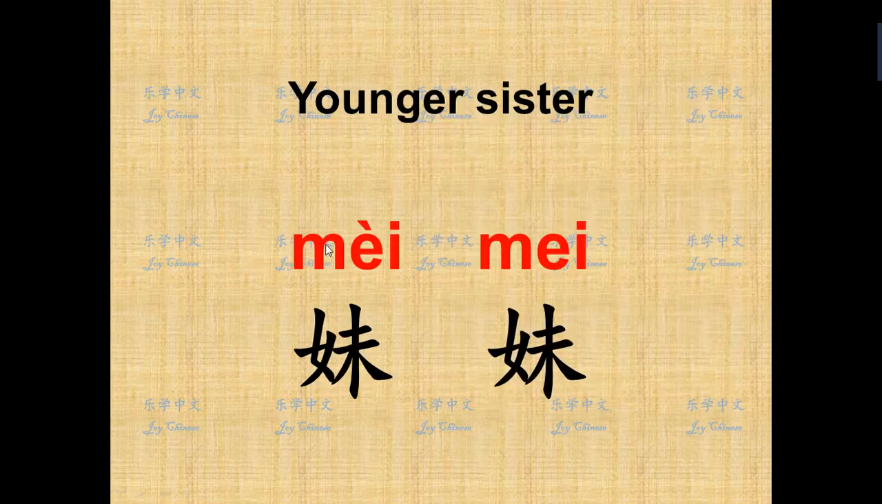Next one is a combination of mo and a, fourth tone. Mo, a, mei. Mei means younger sister. You see, again we repeat, we double this character. They are exactly the same, but the last one is pronounced light. Mei. If you pay attention to the way this character is organized, you will see it's the left-right structure with a female sign. Mei.